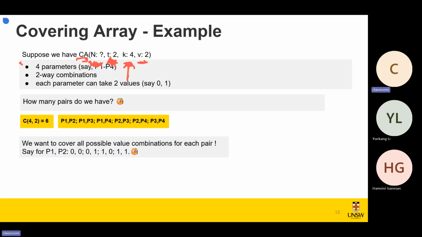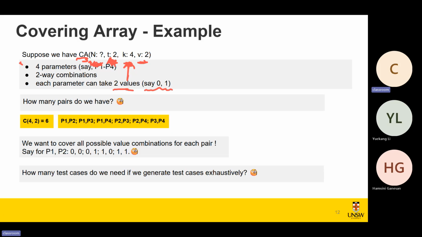And each pair can actually take 4 values, right? So for example, let's assume that each of the parameters can take only 0 and 1. So this makes things easier. So each pair can actually take 4 values, like 0, 0, 0, 1, 1, 0, and 1, 1. So how many test cases do we need if we want to generate test cases exhaustively?